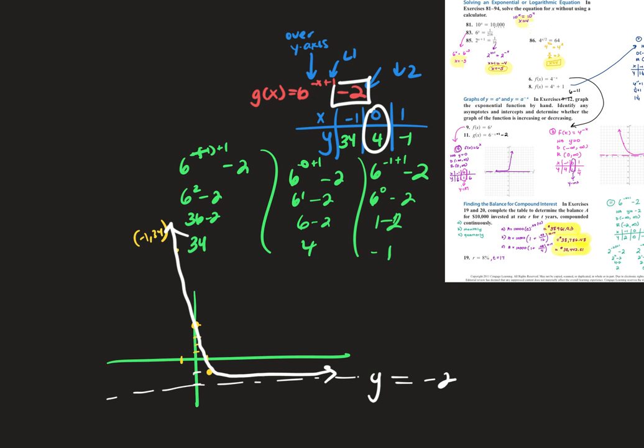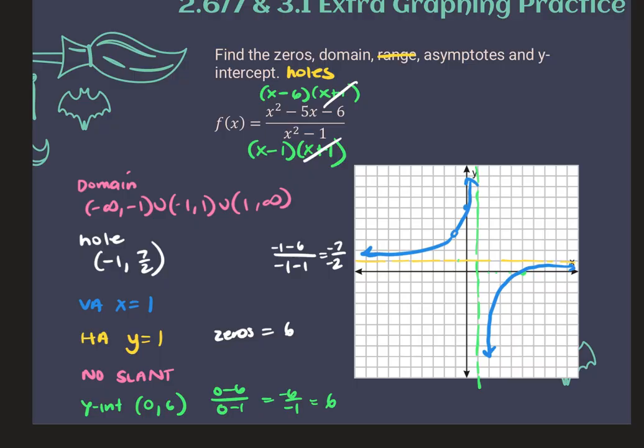Whatever that vertical shift is. So if it's up 1, it's y equals 1. If it's down 2, it's... So this is the first one.